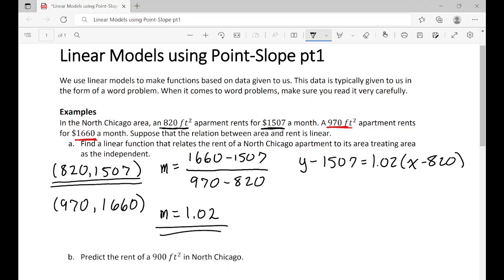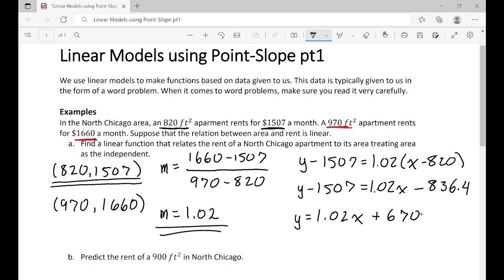Going to distribute the 1.02 across. I'm going to get y minus 1,507 equals 1.02x minus 836.4. Now I'm going to add the 1,507 over. So I'm going to get y equals 1.02x plus 670.6.